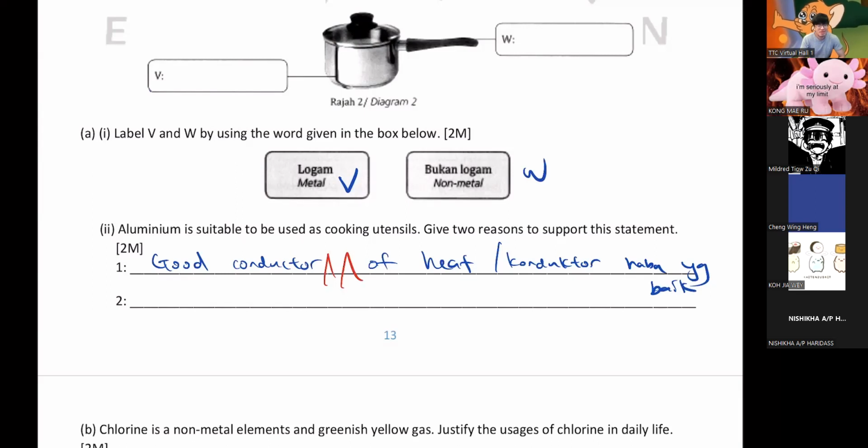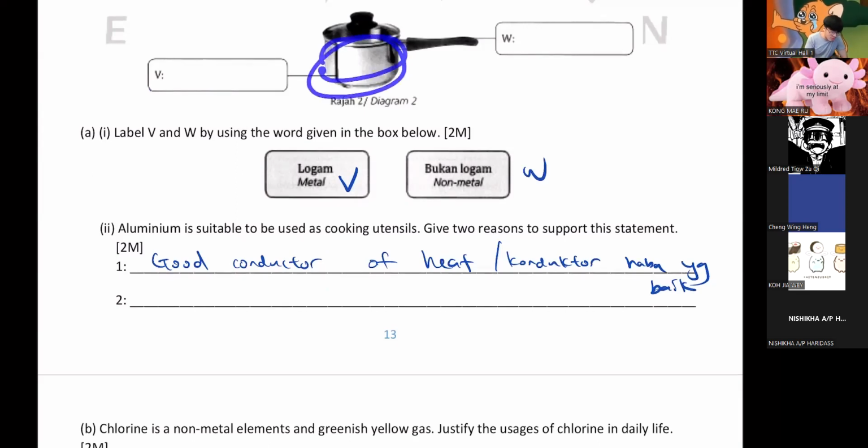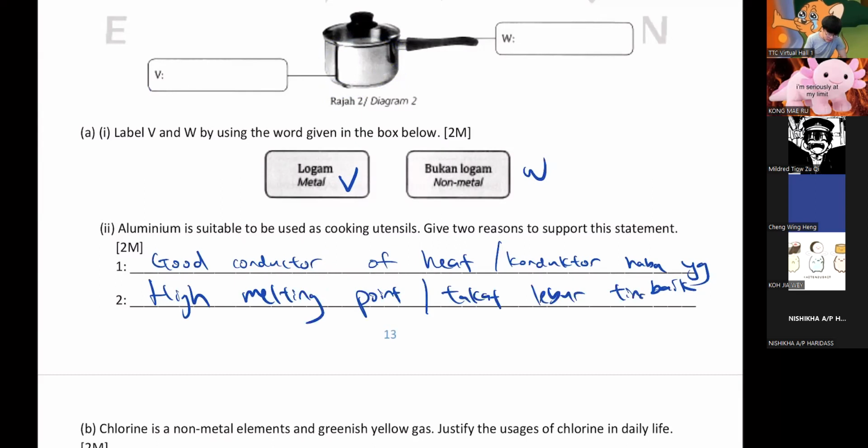Someone wrote cepat kembang haba. What is kembang haba? Conductor, not kembang. Mengkonduksikan. Okay, so why else would you use metal? Because they don't melt, right? Because it has a high melting point, takat lebur tinggi. They don't melt easily. If you use plastic, that's a stupid thing to do because your pot will melt on the stove. Kembang is expand, okay.